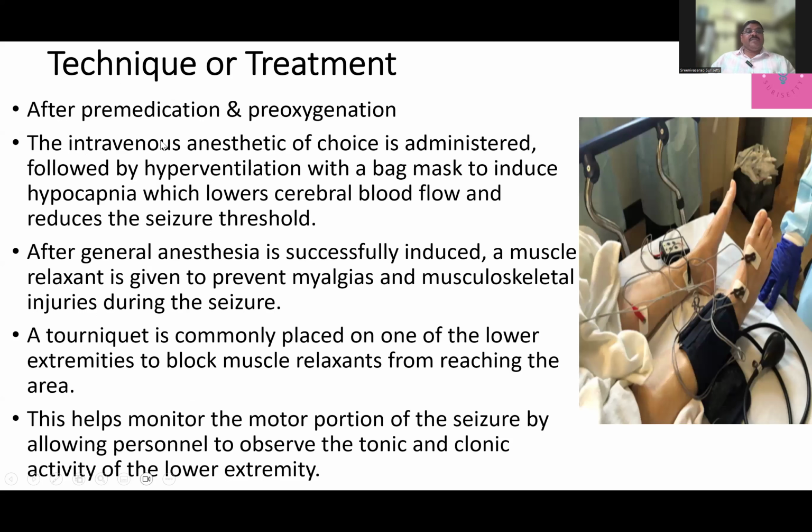For the technique of treatment, after pre-medication and pre-oxygenation, the intravenous anesthetic of choice is administered, followed by hyperventilation by bag and mask to induce hypocapnia, which lowers the cerebral blood flow and reduces the seizure threshold. After general anesthesia is successfully induced, a muscle relaxant is given to prevent myalgias and musculoskeletal injuries during the seizure. This is the tourniquet. They will apply it at the distal end of the limb and inflate the BP cuff above the systolic pressure, so that the drug we are giving will not enter this area.